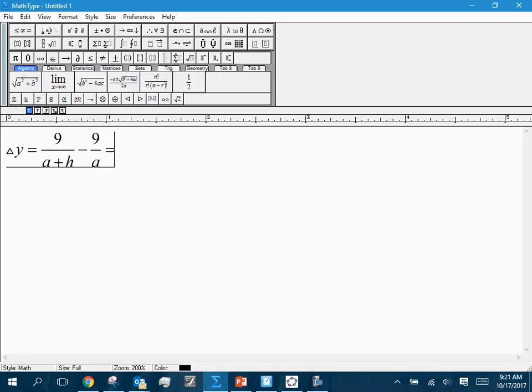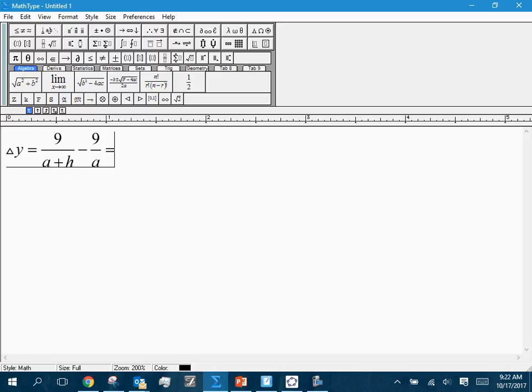Now we can also do some algebra to that, and this is what they wanted you to do in the homework. If I have 9 over a plus h minus 9 over a, we can combine those as long as I have a common denominator. Well, what's my common denominator going to be? A times a plus h, right? I need every component to show up at least once. So I just go ahead and write that common denominator out.